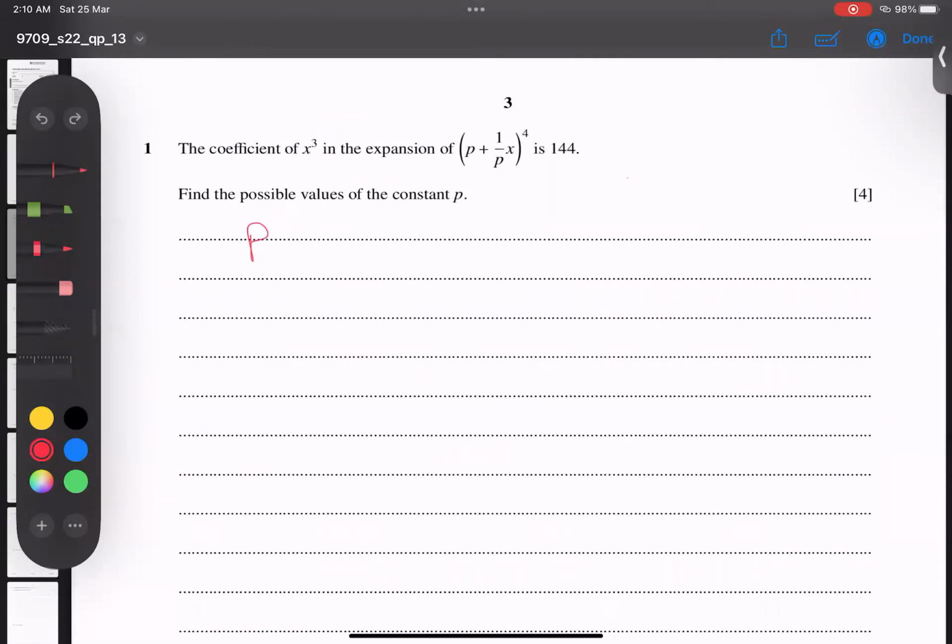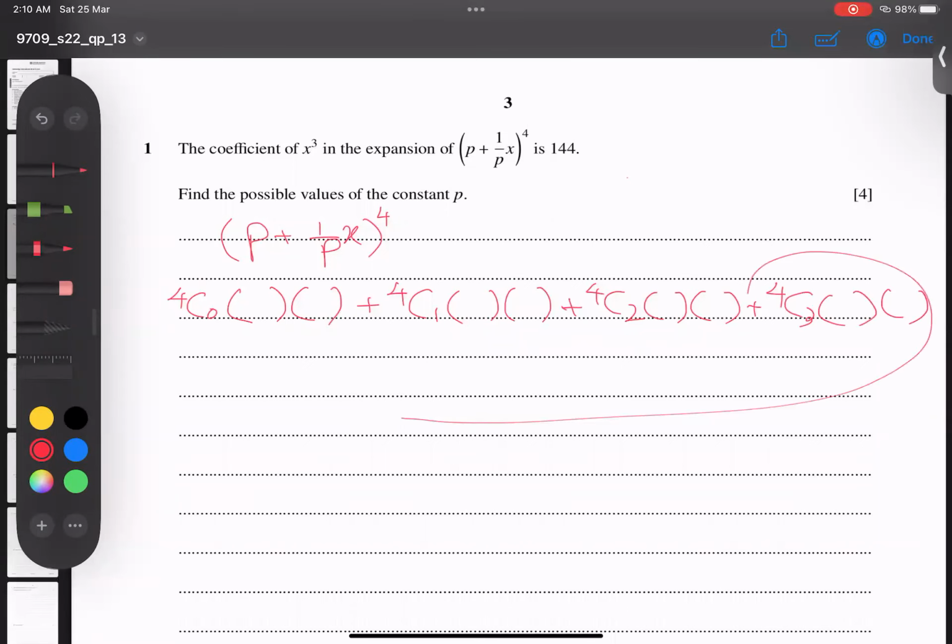First of all, you should be familiar that there are two techniques, one long and one short. Here the constant I can write directly, because I know that 4C3 can be written directly. But it is 4 marks, so it is better to show full working. And what is full working? 4C0, two brackets, 4C1, two brackets, 4C2, two brackets, and 4C3, two brackets. I know my answer is going to come here.